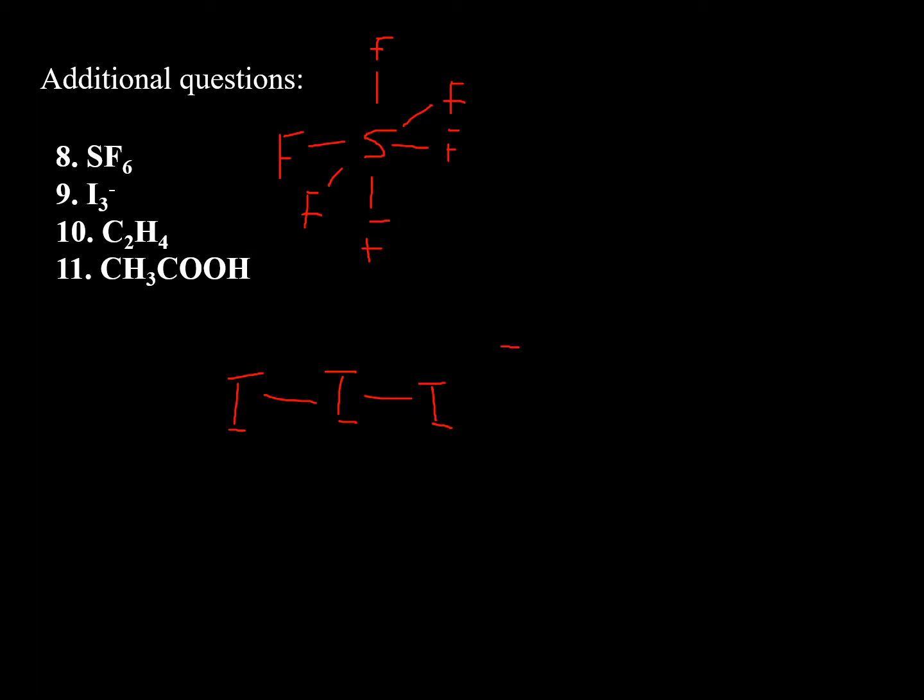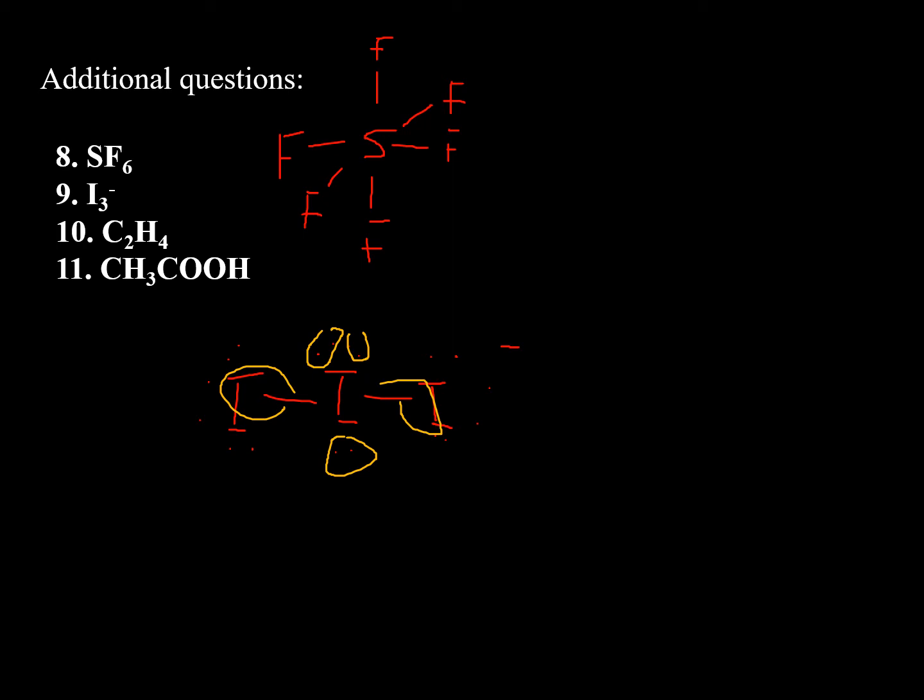And we count the number of valence electrons. It is 7 for one iodine. So 7 times 3 is 21, plus 1 for the negative charge makes 22. We only focus on the central atom. So the central atom has 2 bonding pairs and 3 lone pairs, and this gives us a linear shape.